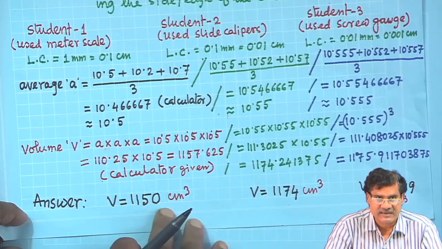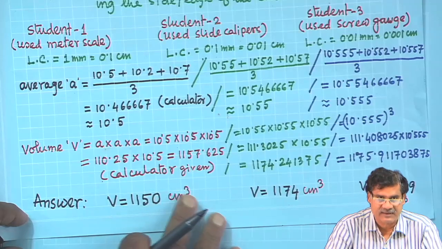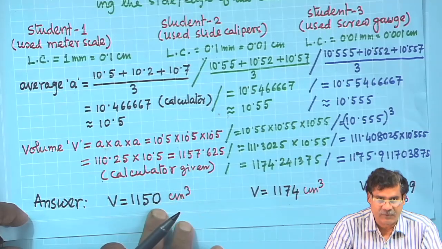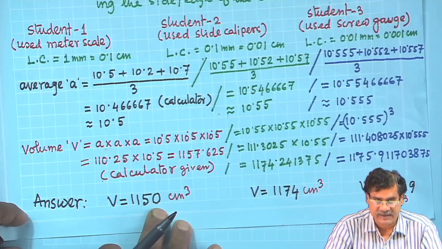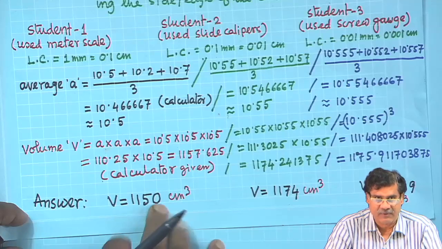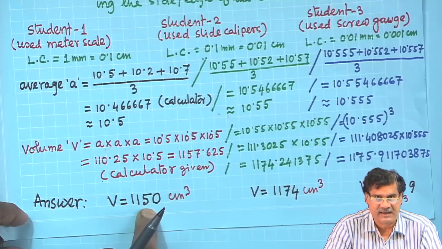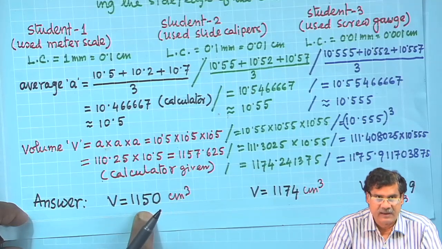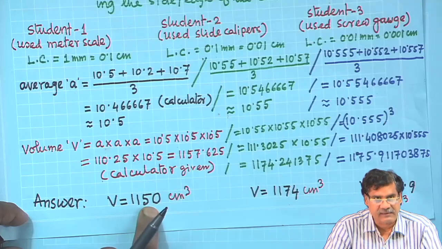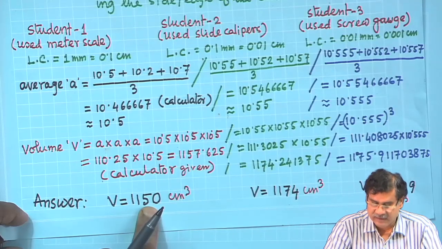From this significant figure, we can say the order of the error in this result, but exactly we cannot say whether it is plus minus 10 or plus minus 20 or plus minus 30. But the error will be in the last digit. That is the uncertainty in the last significant figure.